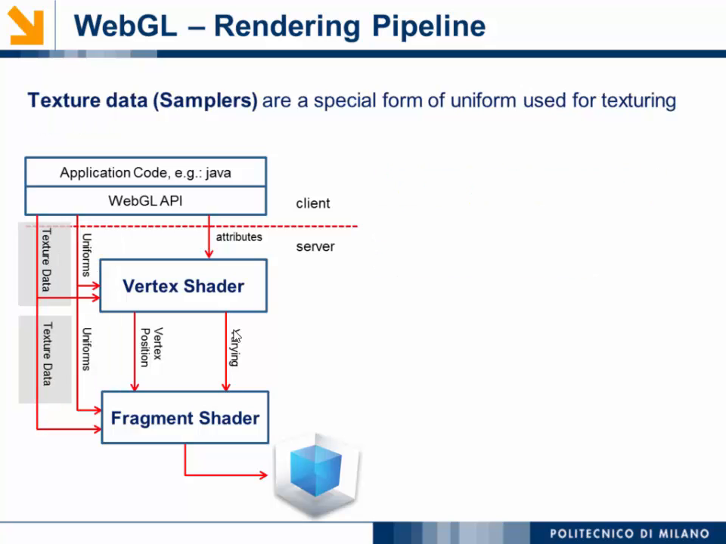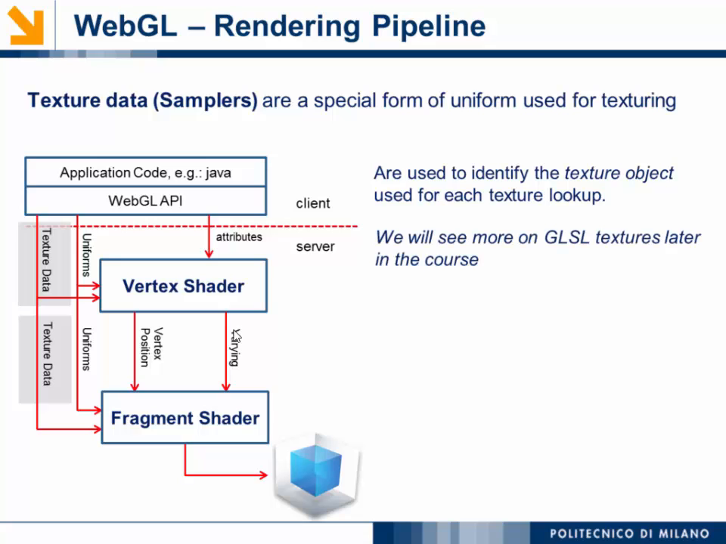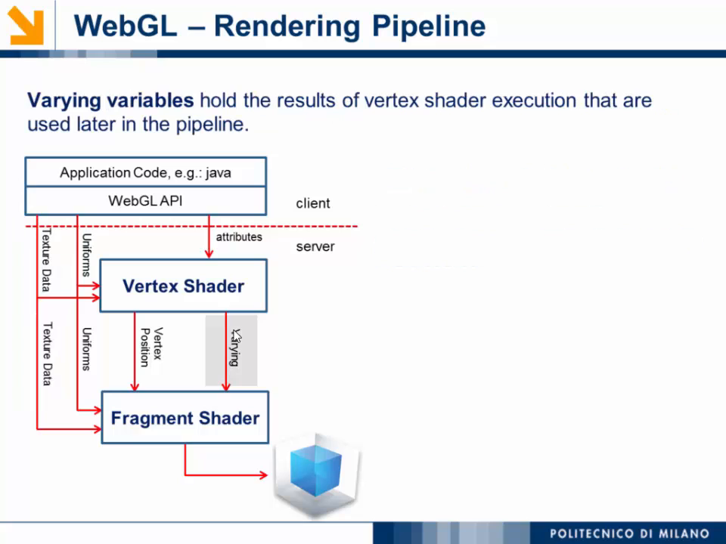Then there is the texture data, called samplers, which is a special form of uniform used for texturing. Theoretically, you can also send the texture data to the vertex shader, but that's very rare, it really rarely happens. Okay. Textures are a little bit more complicated, so we are going to see something about them later in this course.